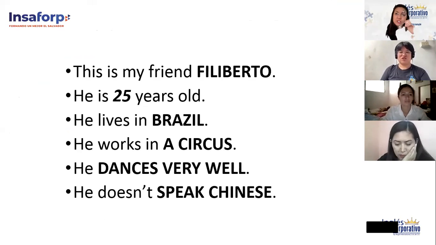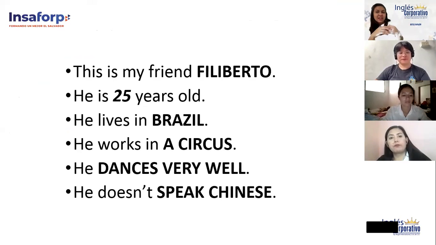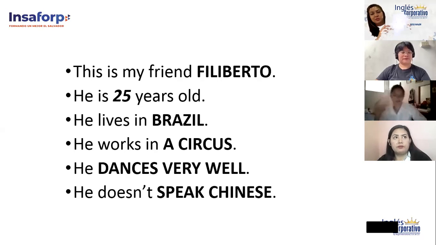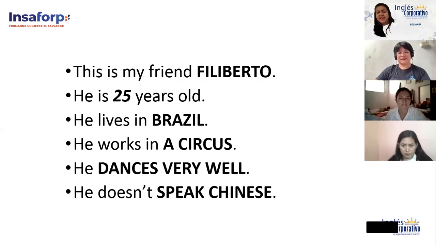So you need to invent, right? Use your imagination and give a name to your friend, Anastasio, Casimiro, I don't know. You choose the name. You give him or her an age, a country, a workplace, an ability, and something that this person doesn't do.